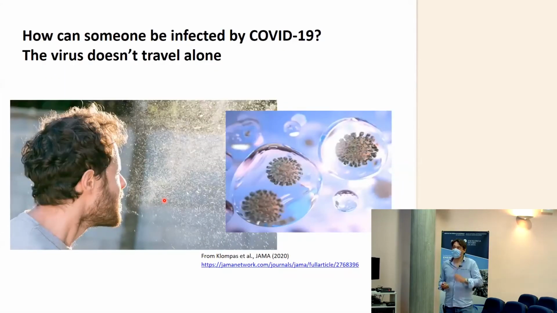Okay, so let's start from the very beginning. How can someone be infected by COVID? We all understand that the virus doesn't travel alone. It travels because the virus is in our lungs, basically, and we expel it to the exterior by breathing, by coughing, through small droplets of saliva that contain virus inside. Somebody else inhales this virus and gets contaminated. This is a very general rule of how COVID transmits, but we can divide it into three main transmission routes.